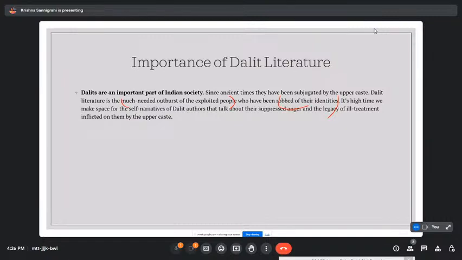of the exploited people. It's high time we make space for the self-narratives of Dalit authors that talk about their suppressed anger and legacy of ill treatment inflicted on them by the upper caste. So it's high time we make space for the self-narratives of Dalit authors that talk about what? About their suppressed anger and legacy. That is the thing which they have inherited. What kind of legacy have they inherited? Legacy of ill treatment, which has been inflicted on them by the upper caste.